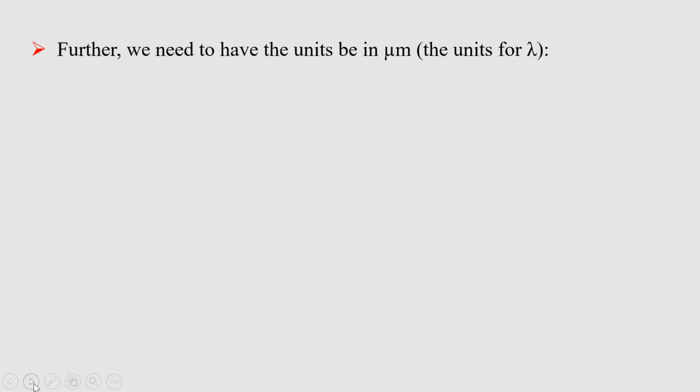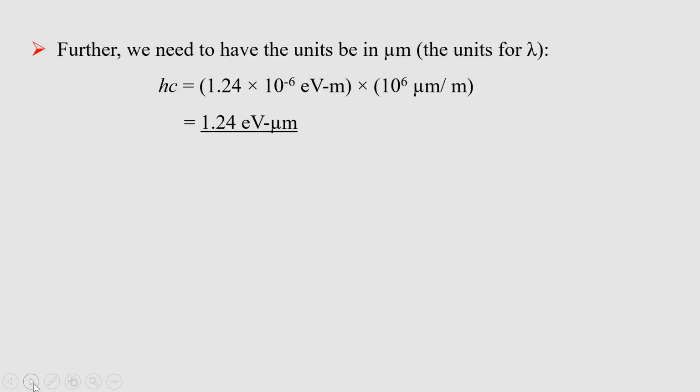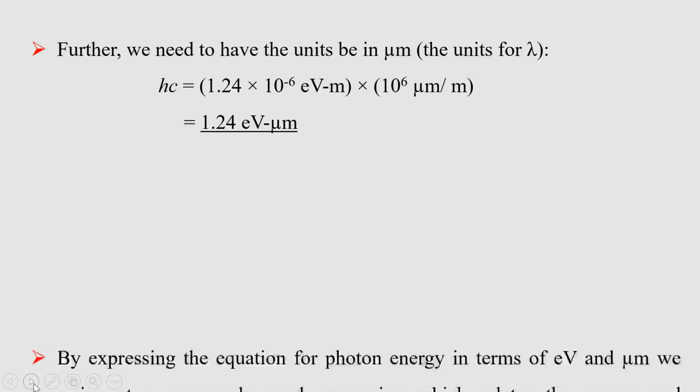Further, we need to express the unit for lambda, the wavelength, in micrometers. Then we calculate hc is equal to 1.24 into 10 raised to minus 6 electron volt meter into 10 raised to 6 micrometer per meter, which is equal to 1.24 electron volt micrometer. This is the hc value.